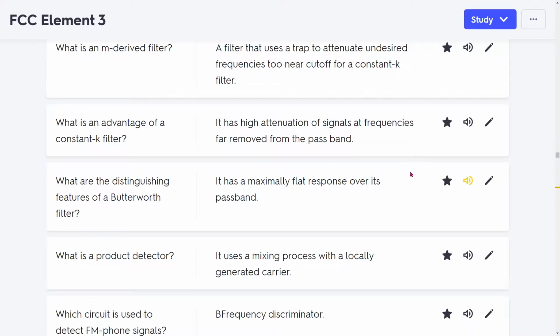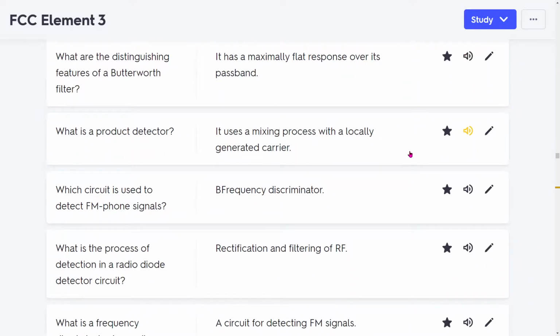What are the distinguishing features of a Butterworth filter? It is a maximally flat response over its passband. What is a product detector? It uses a mixing process with a locally generated carrier.